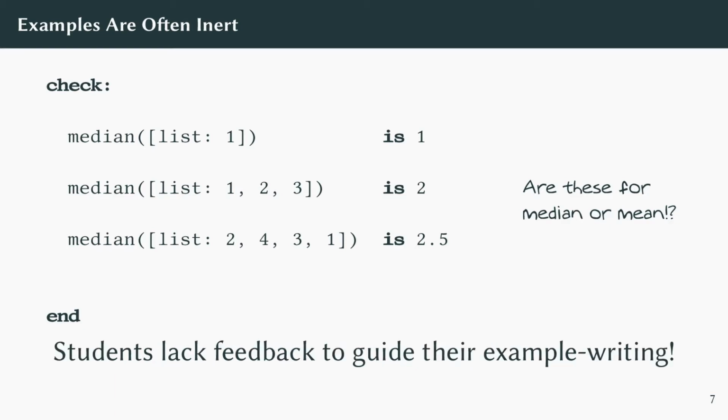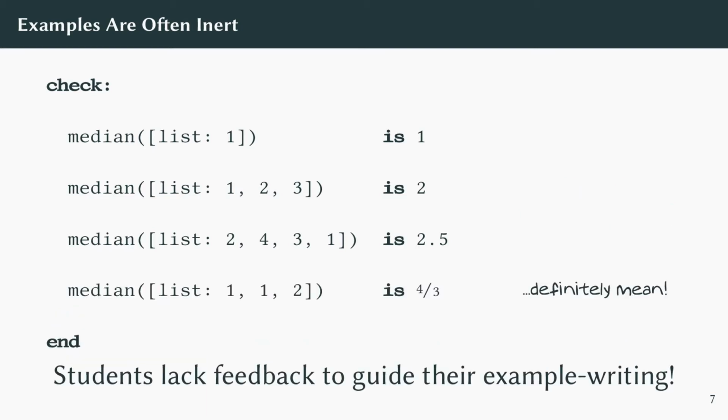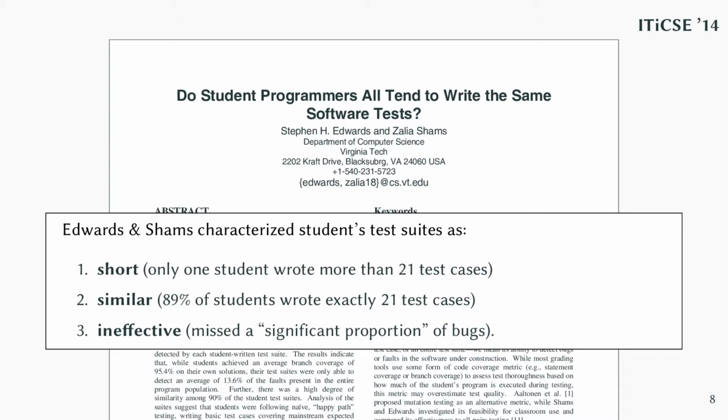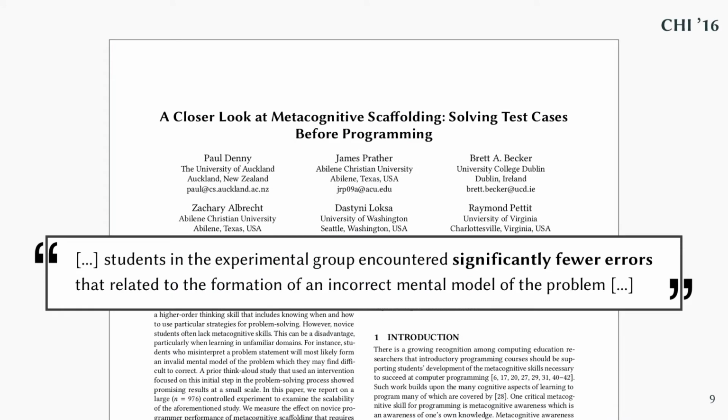Unfortunately, there's often no feedback to inform the student they might be confusing median for mean, and if they are confusing median for mean, say they write an outright wrong test case, there's no feedback to inform them of that either. So, even students who do write tests as part of a programming methodology might not actually do it very well.